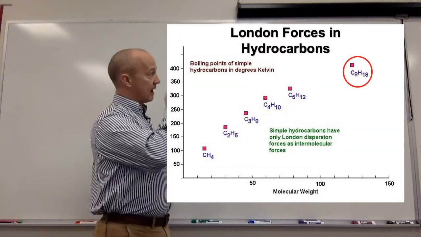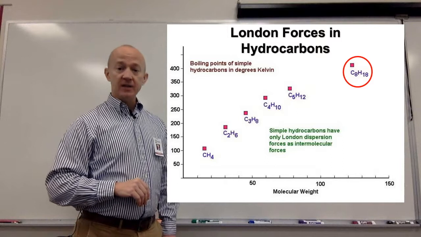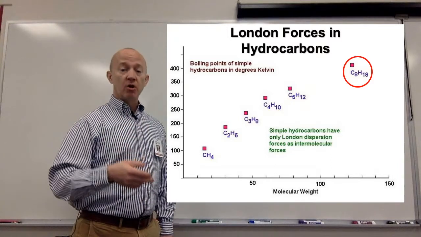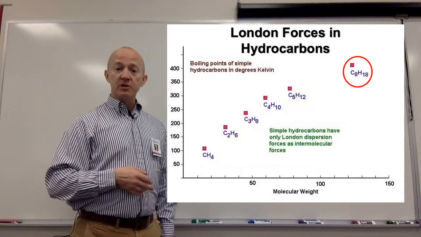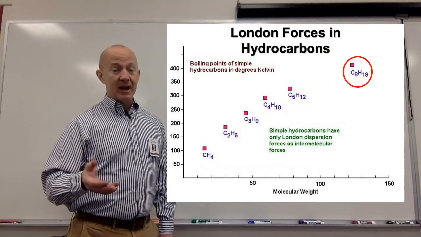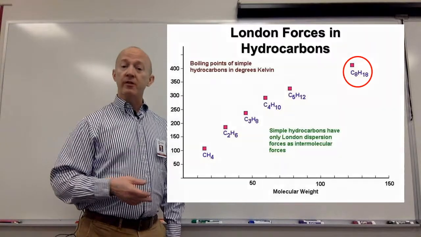On the other end of the graph, though, we see octane, C8H18. Octane is a much larger nonpolar molecule, so therefore it has more opportunity for London dispersion forces. And octane actually has a boiling point greater than that of water.